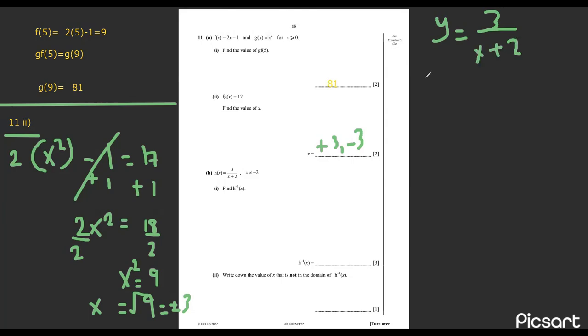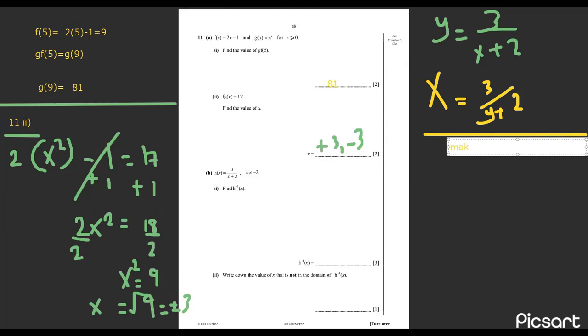We are going to switch places now. Pick this and put x instead of it, and pick this and put y instead of it. So we are going to say x equals 3 over y plus 2. And now step number 2 is we have to make y the subject.